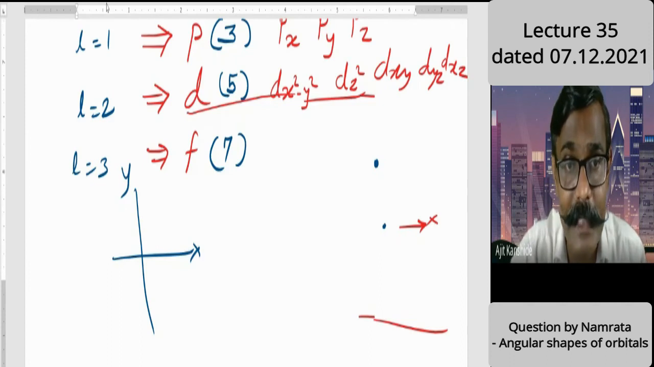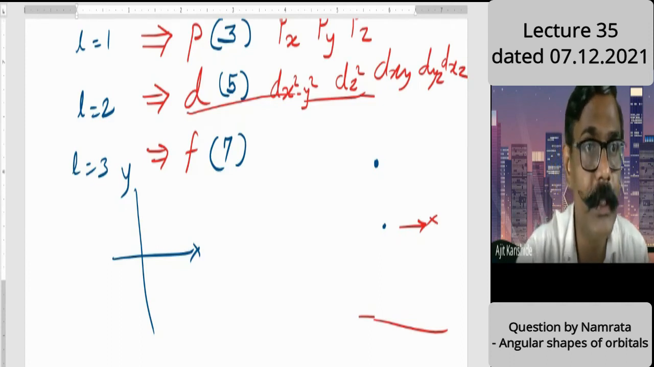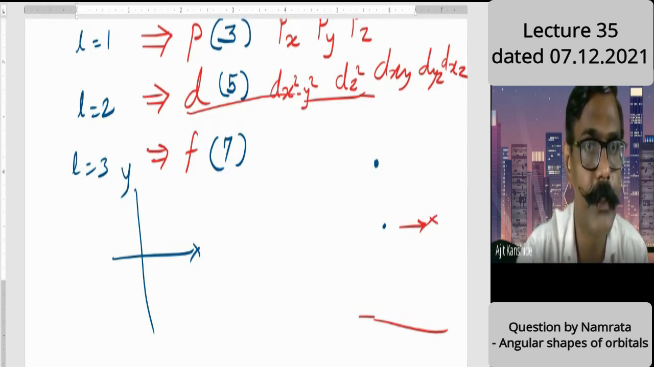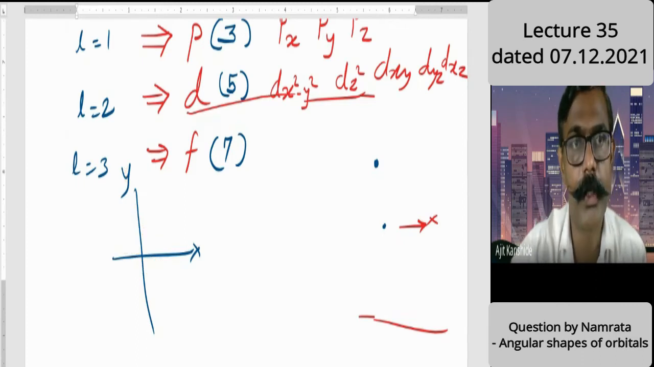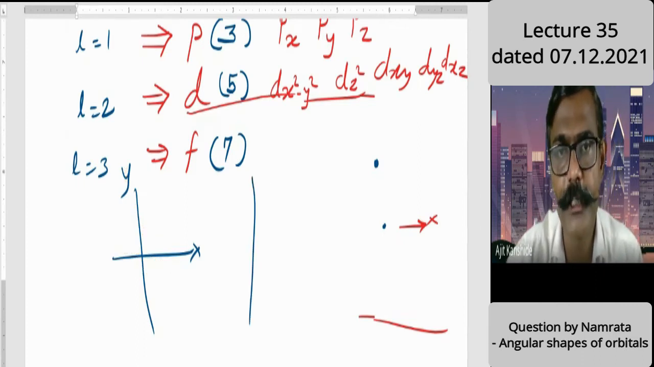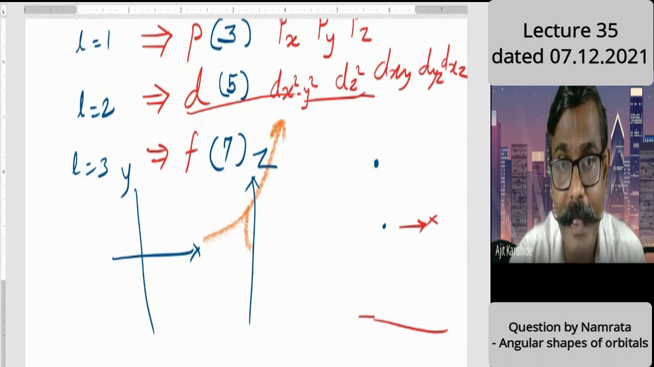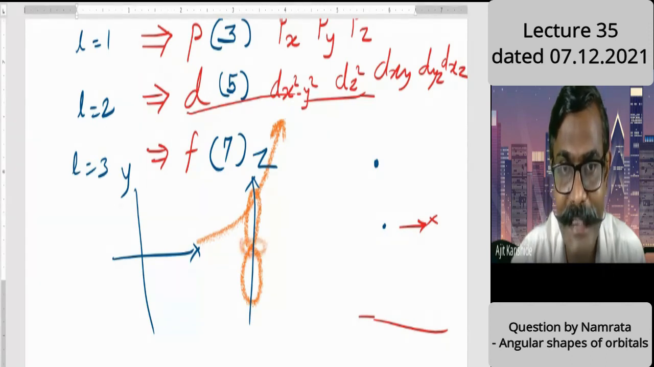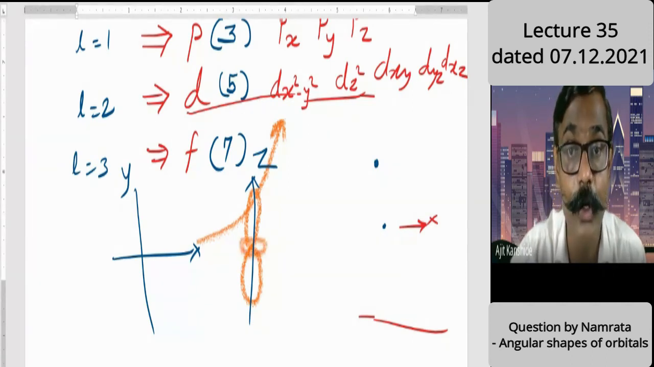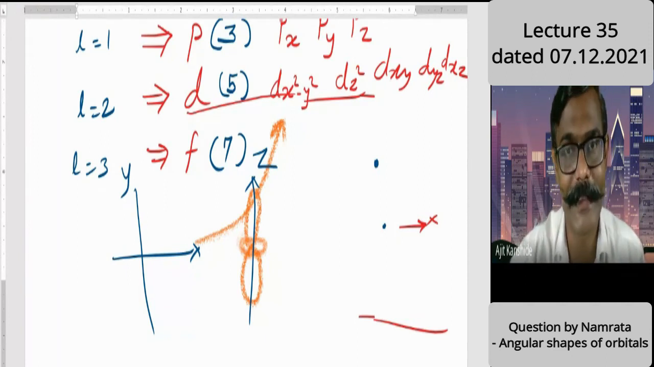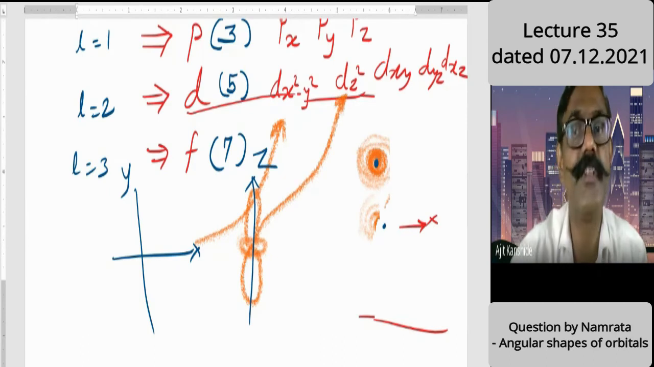If I have to draw the dz square orbital, then let me consider z-axis. Then that z square orbital can be represented along the z-axis. Along the z-axis, and in between x and y there is something like a ring on Saturn, no? Likewise here a ring kind of structure remains between the x and y axes. So this is a representation of the z square orbital.